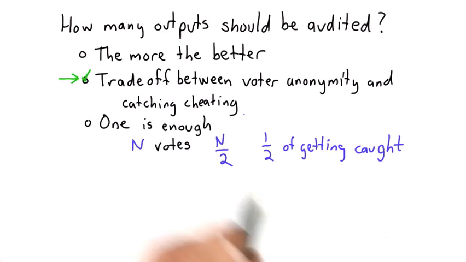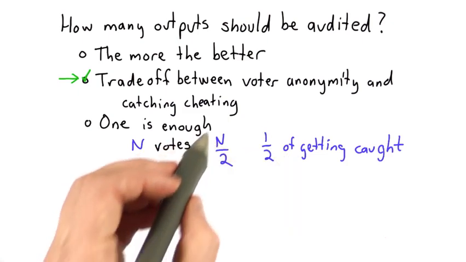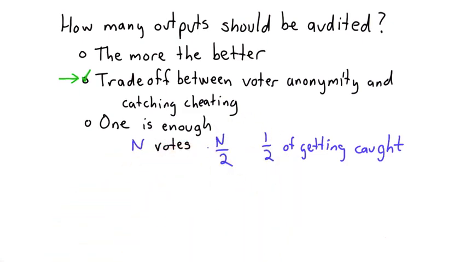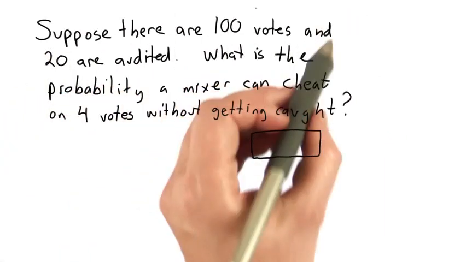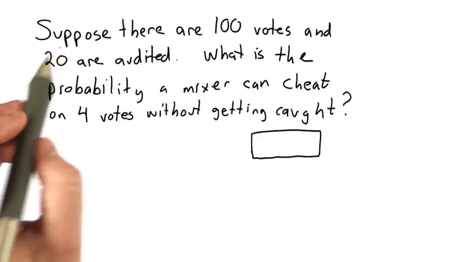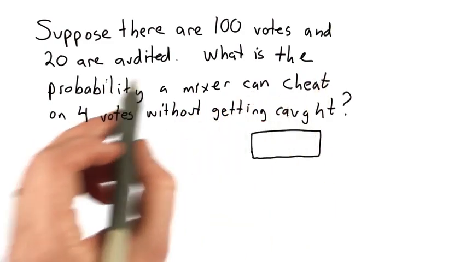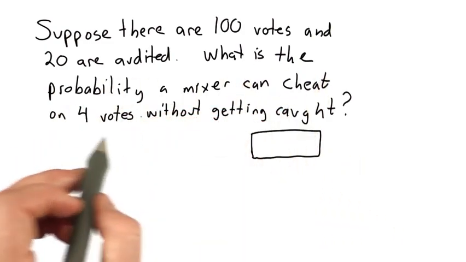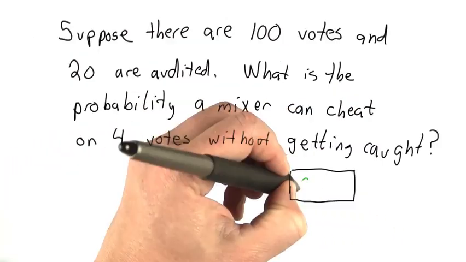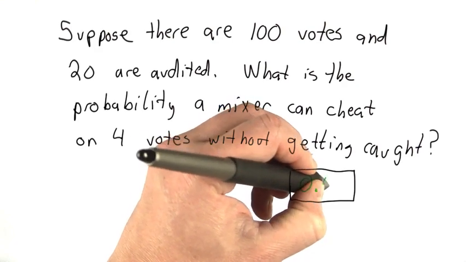The last step can see what the actual votes are and decide which ones to cheat on. So cheating on a much smaller fraction than 1/2 and getting caught with a much less probability than 1/2 would make that risk worthwhile in many situations. So suppose there are 100 votes and 20 are audited. What's the probability that a mixer can cheat on 4 of the votes without getting caught? So the answer is 0.4.